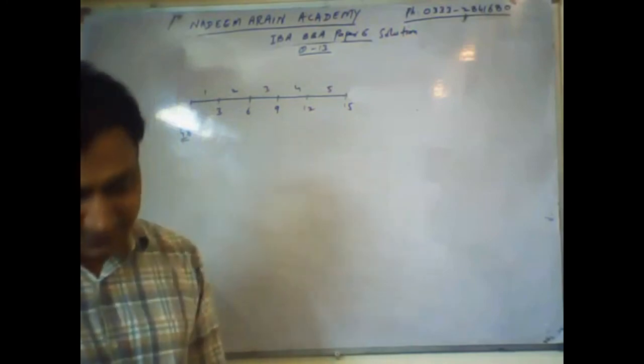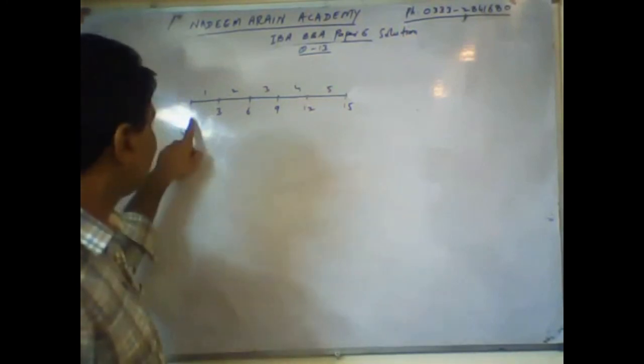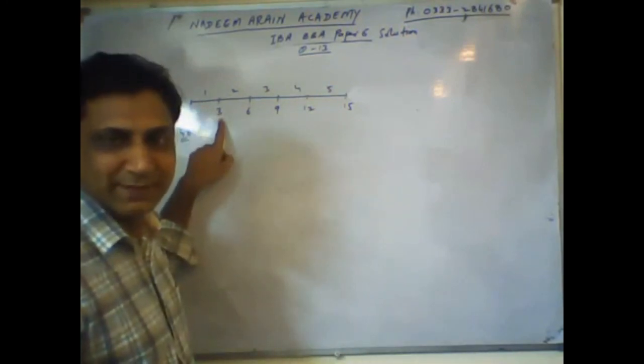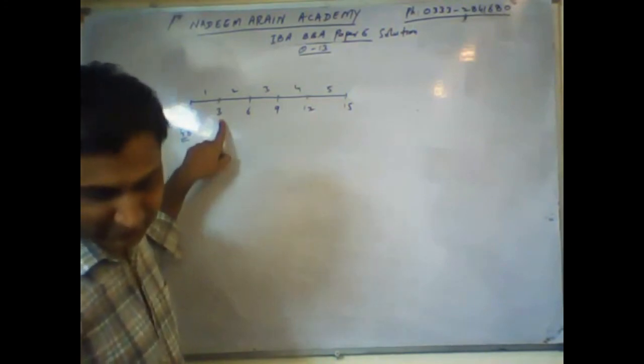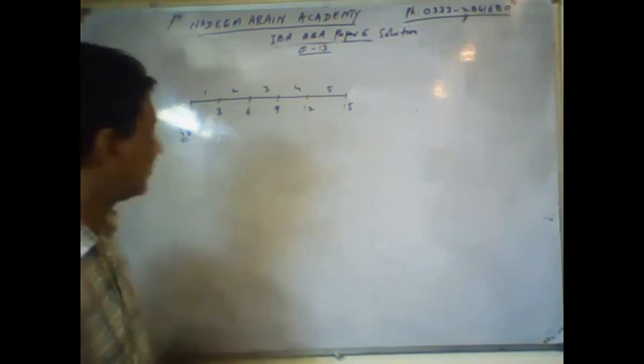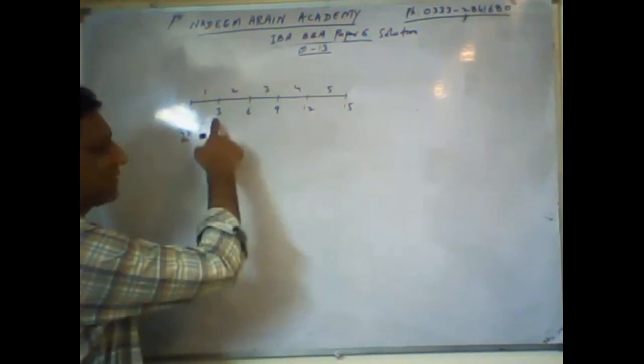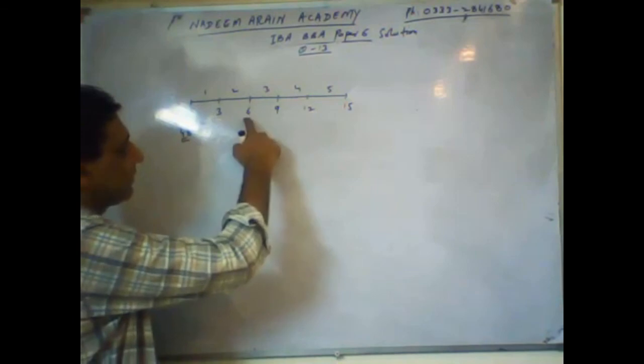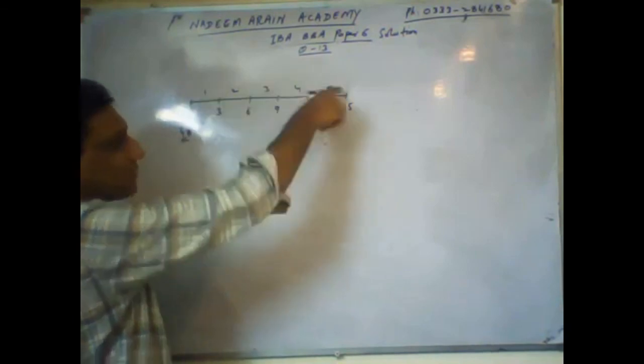The question says that there were 48 bacteria here. Every 3 hours they are doubling themselves. So what will be the amount of bacteria after 15 hours? Here it was 48. After 3 hours they will double themselves, then they will double again, then they will double again. So 5 times this will happen.